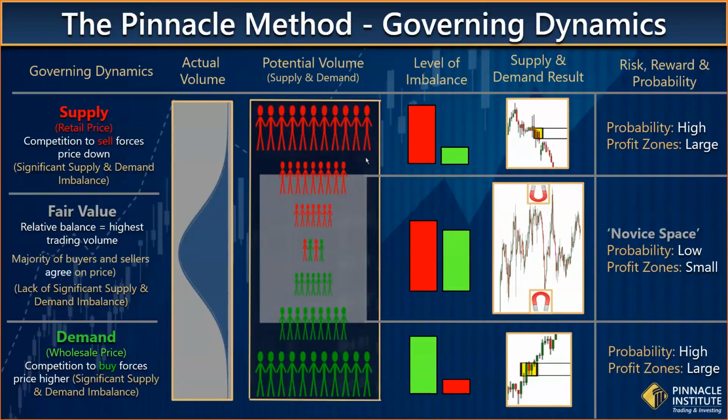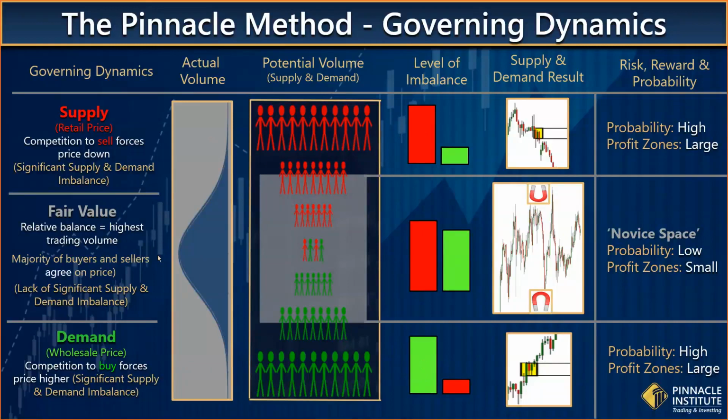At supply, you have the largest amount of potential volume by far, but you don't actually get that volume because all that potential volume is on one side of the market, and that's what drives price lower. Same thing down at demand. You don't actually get all that potential volume because the majority of it's on one side of the market, the buy side. So competition to buy at demand and sell at supply is always pushing price back to the middle.